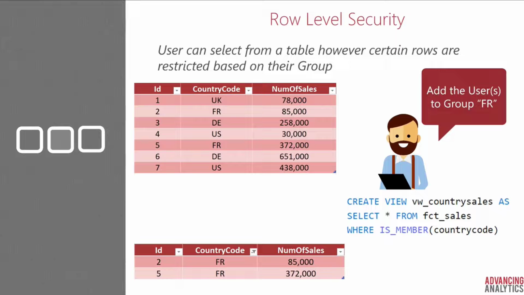It will filter that view just so they can see at the bottom those rows that are associated with France, with the FR country code. So that's a sort of easy example of how we can do some row-level security on those views.